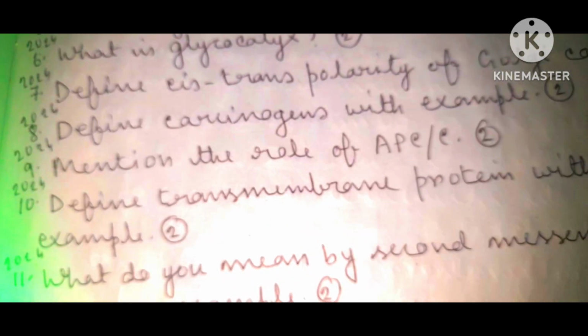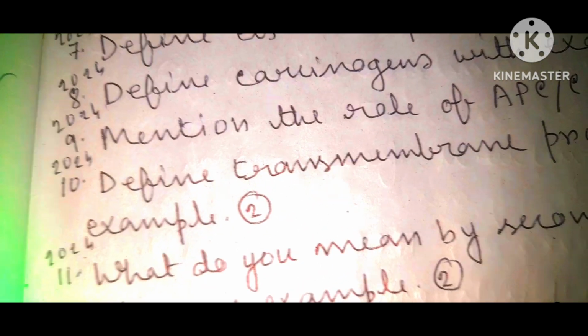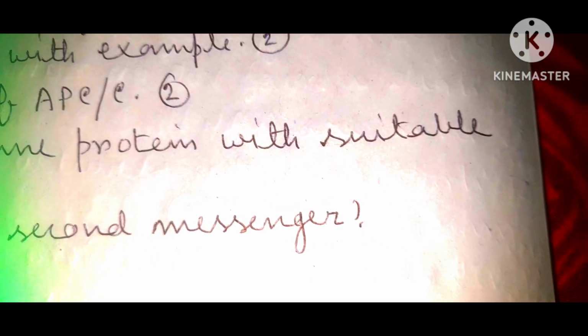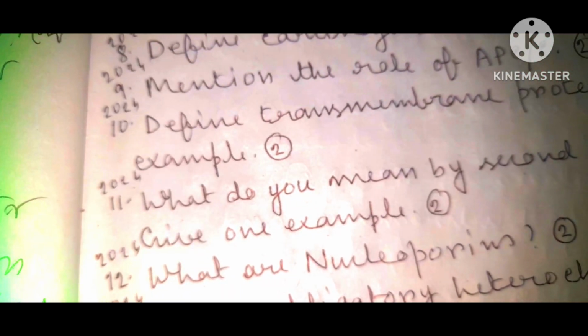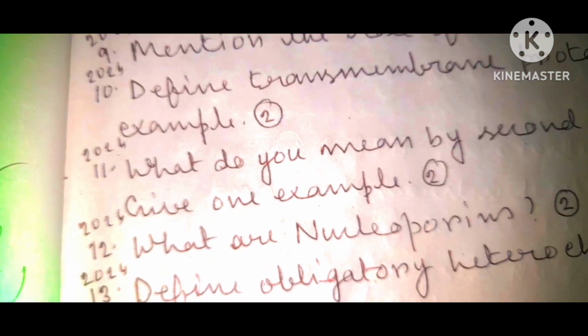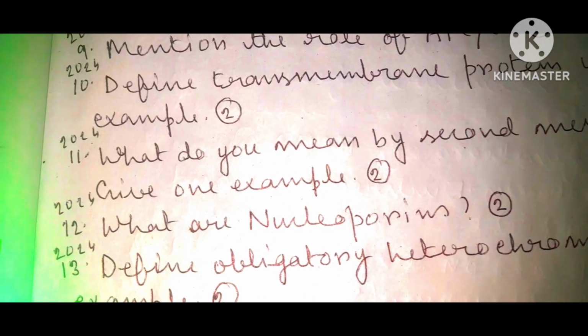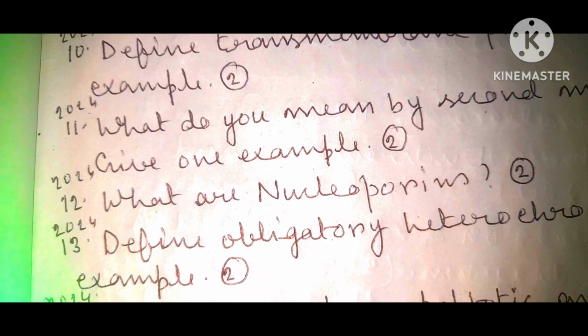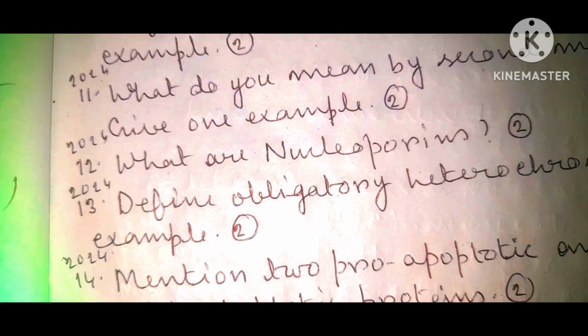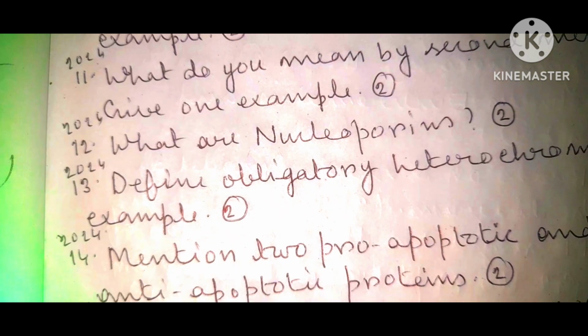Mention the role of APC/C, carrying 2 marks. Define transmembrane protein with suitable example, carrying 2 marks. What do you mean by second messenger? Give one example, carrying 2 marks. What are nucleoporins, carrying 2 marks?